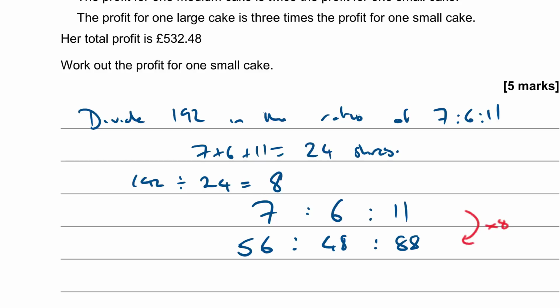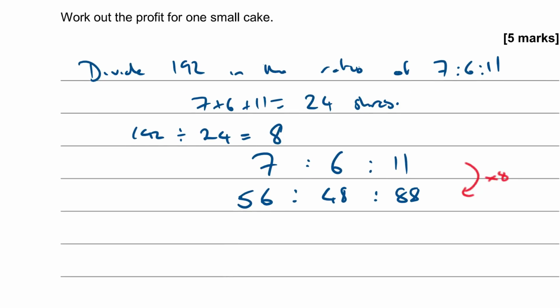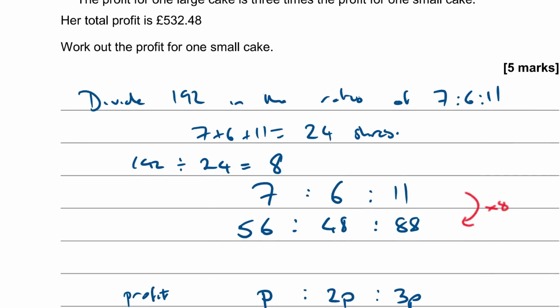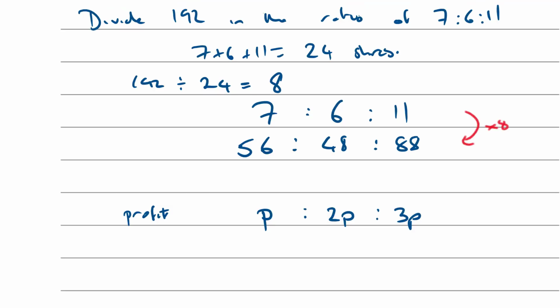Right, moving on to the profit. The profit from one medium cake is twice as much as the profit of one small cake, and the profit for one large cake is 3 times the profit for one small cake. So the ratio of their profits then. Let's say the profit from a small cake is p. Then what would the profit from a medium cake be? It would be twice the profit of a small one, so that would be 2p. And the profit for one large cake is 3 times the profit of one small cake. So the ratio of their profits is p to 2p to 3p, where p is the profit on one small cake.